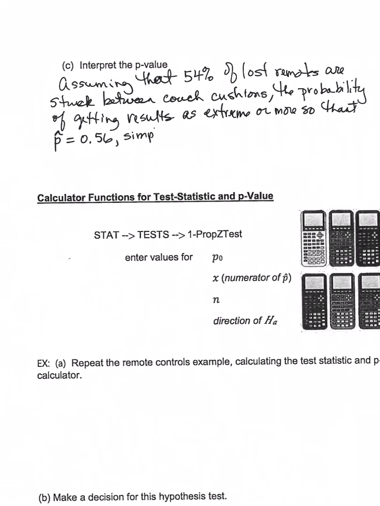Simply by chance is what? What is the probability we found for getting a p hat of 56%? 0.368, yes, 0.368. All right.